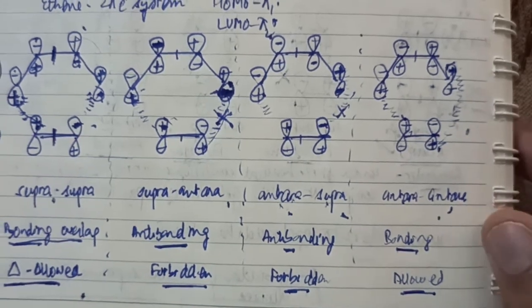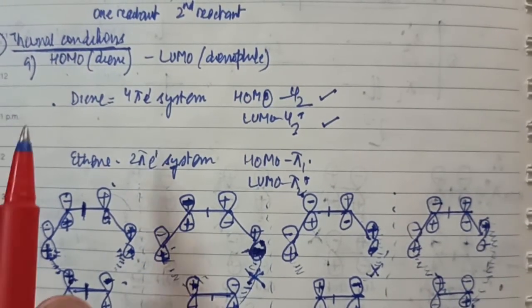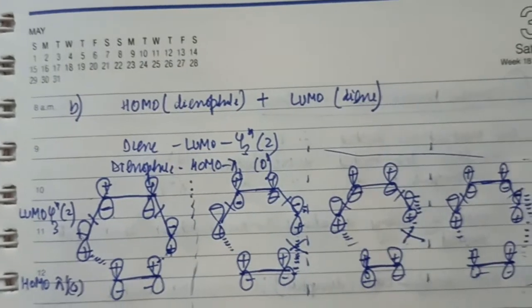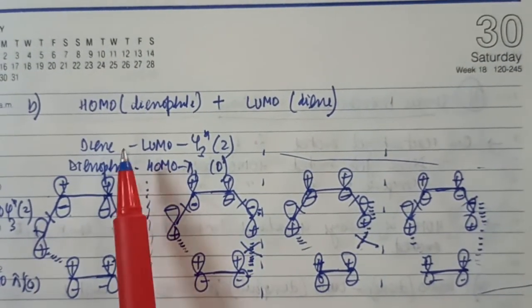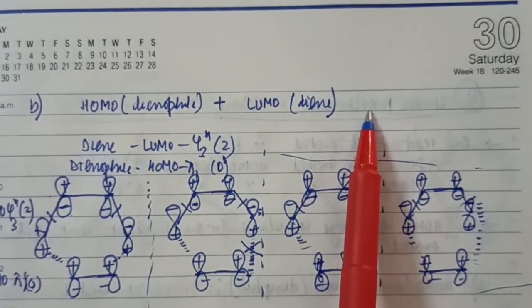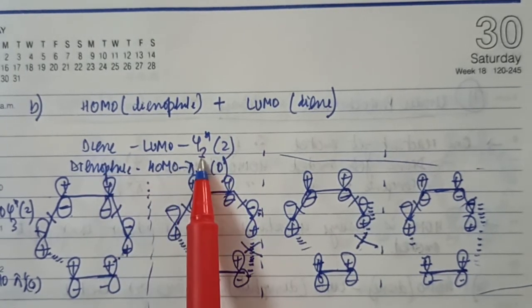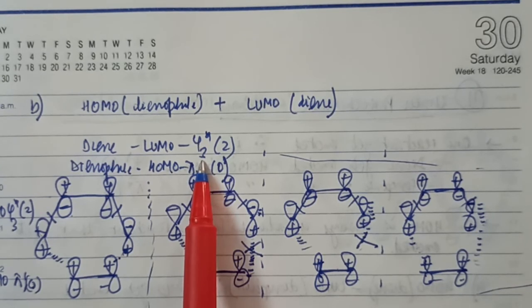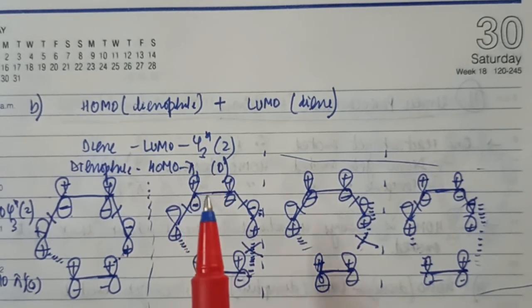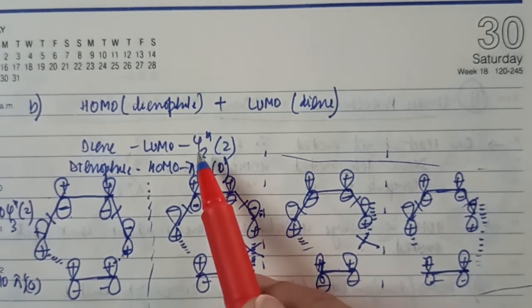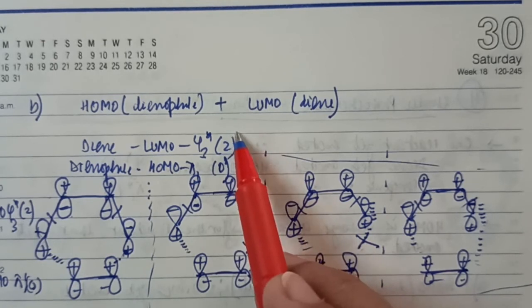So we have considered under thermal conditions the first case, in which we have taken the HOMO of the diene and LUMO of the dienophile. Now we'll consider the second case, in which we take the HOMO of the dienophile with the LUMO of the diene. The diene's LUMO would be what? Psi3, because the diene had to accommodate 4 electrons. The first 2 will go to Psi1, the next 2 will go to Psi2. Psi3 and Psi4 will be empty. Psi3 will be the LUMO. Psi3 has 2 nodes.